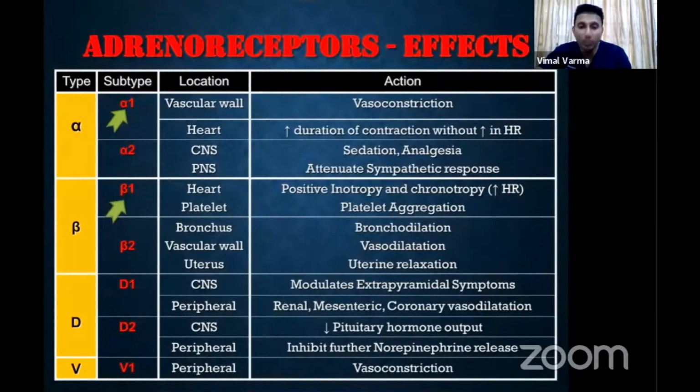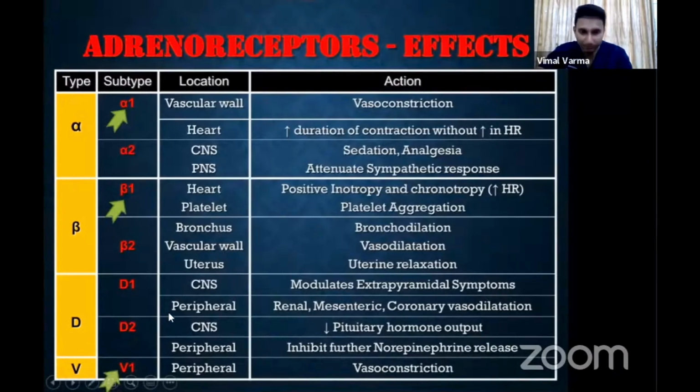But beta 1 is very important for positive inotropy and chronotropy. Inotropy is the increase in cardiac contractility and chronotropy is the increase in heart rate, tachycardia. Beta 2 mostly causes vasodilatation and thus reduces the blood pressure. So our inotropes do not work for this purpose.